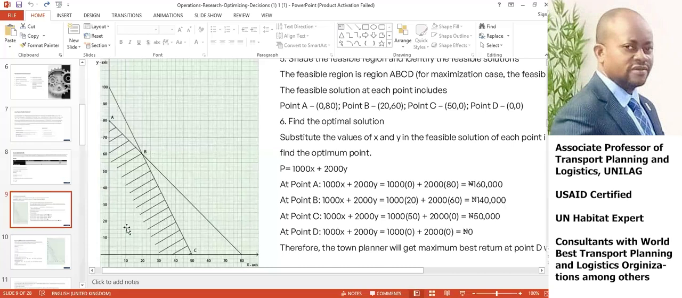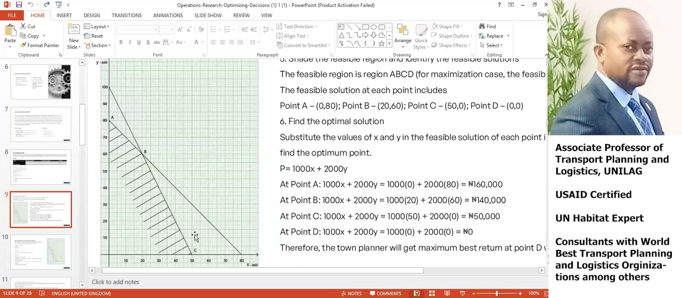Then this B that you have here, if you look at the graph down, I see that it is 20 on X. Can you see 20 on X? Yes, 20. Then on this B, you now look at your y-axis again. Can you see 60? This is the 60 here.